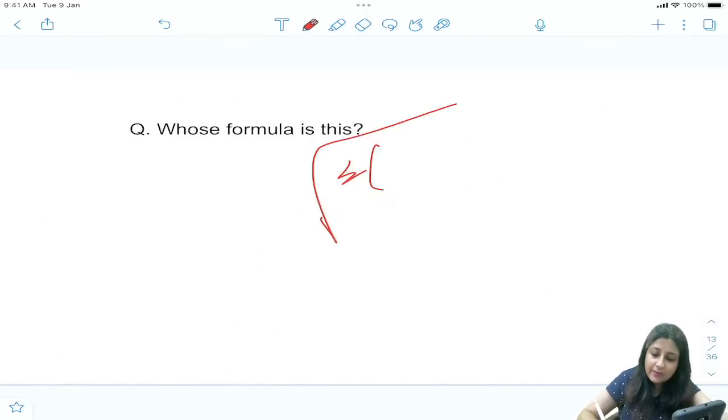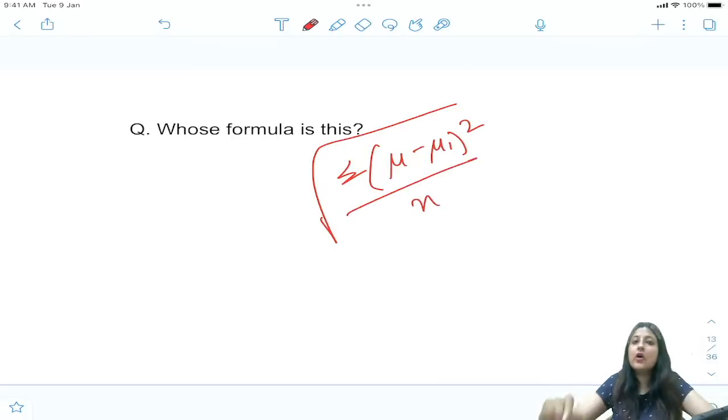I just want you to identify one formula. Whose formula have I written? This is a direct question which comes in INICET. It was asked last time. For FMG exams also it can be asked. Summation of (x minus mu) whole square upon n. We don't have too much time right now to go into depth, but I just want you to tell me, whose formula have I written? This is a question. Dispersion.